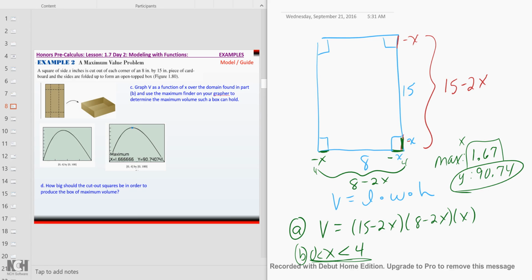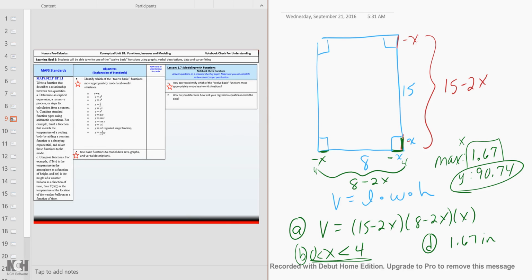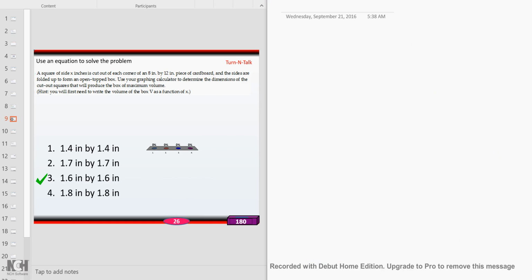So D says, how big should the cutout squares be in order to produce the box of maximum volume? 1.67 inches. Okay? Alright. You can try this one and see if you get 1.6 by 1.6. Okay?